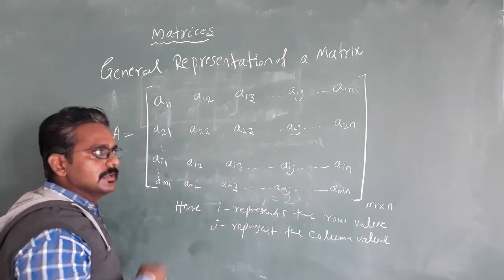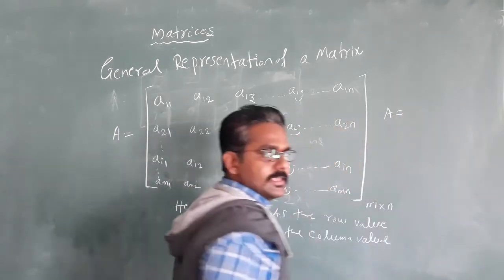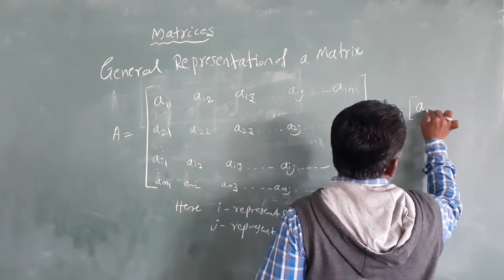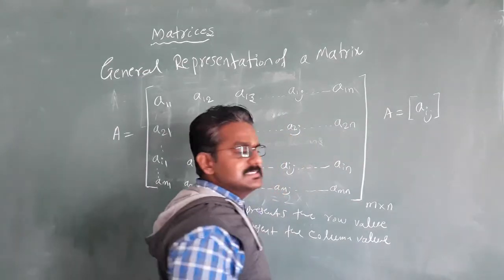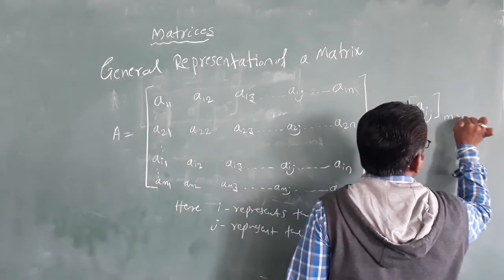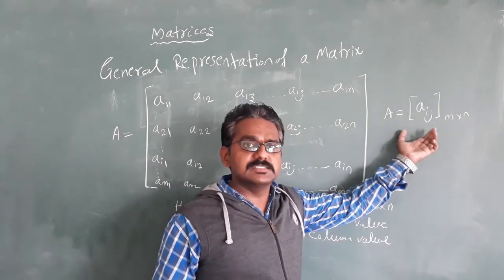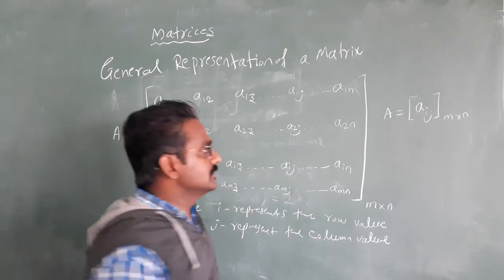Got the point? I can write A equals the element a, with subscripts ij, of the order m by n. This is the compact form of the general representation of a matrix. Okay?